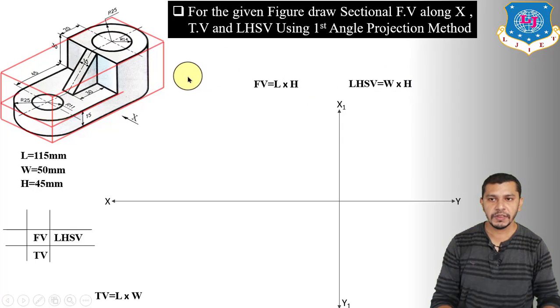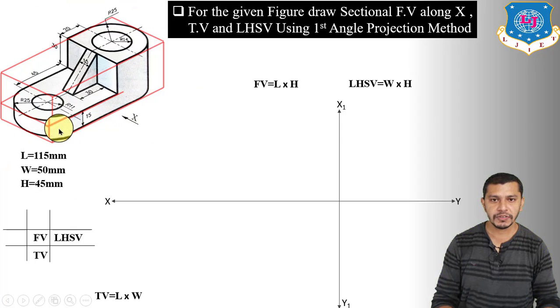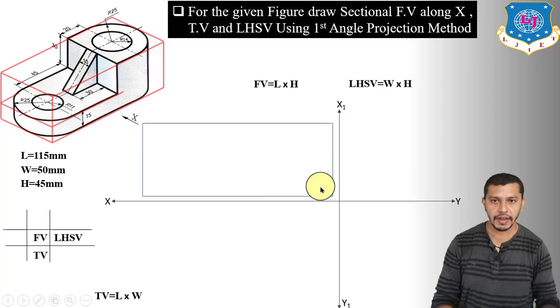Now let us start with drawing the front view, the top view and left hand side view of the cuboid first of all. Observing from the X direction, the front view of the cuboid will be a rectangle having length 115 mm and height 45 mm. So first of all draw a rectangle showing the front view of the cuboid having length 115 mm and height 45 mm. Now we have to draw the top view of the cuboid, which will also be a rectangle having length 115 and width 50 mm.